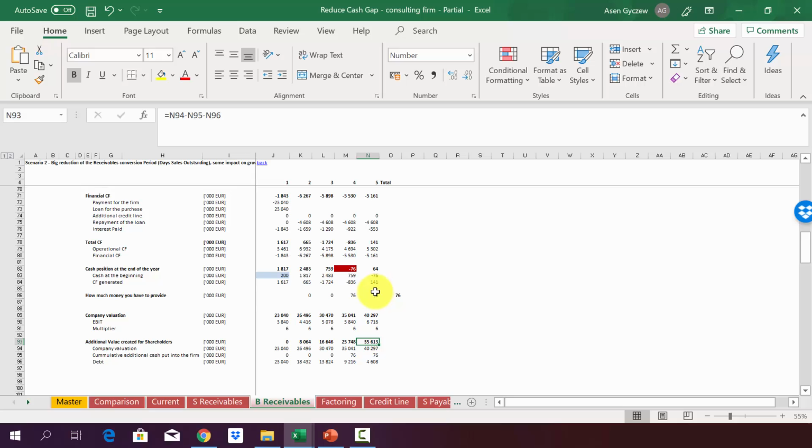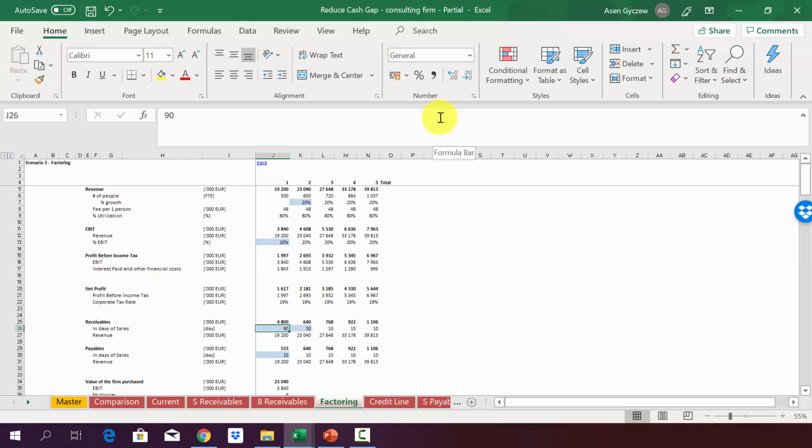So we are putting less money. However, due to the fact that we experience lower growth, we will have a lower valuation. And therefore, we will also have a lower additional value created for shareholders. So in other words, if we do drastic reduction in payment terms, we will have to put less money into the company. However, at the very end, we'll be able to generate less additional value for shareholders. Now, let's go to the next scenario where we'll be looking at factoring.